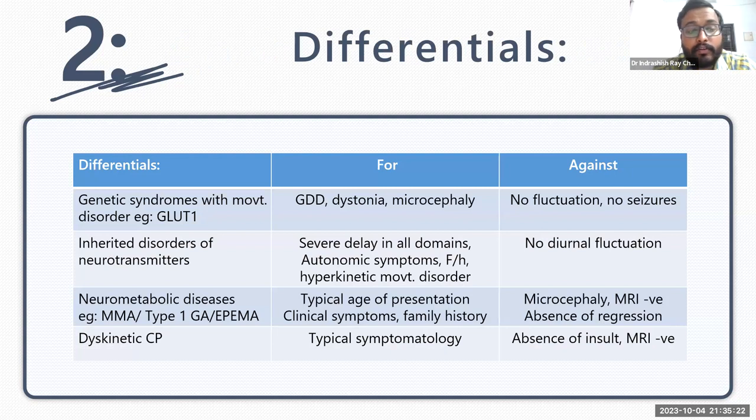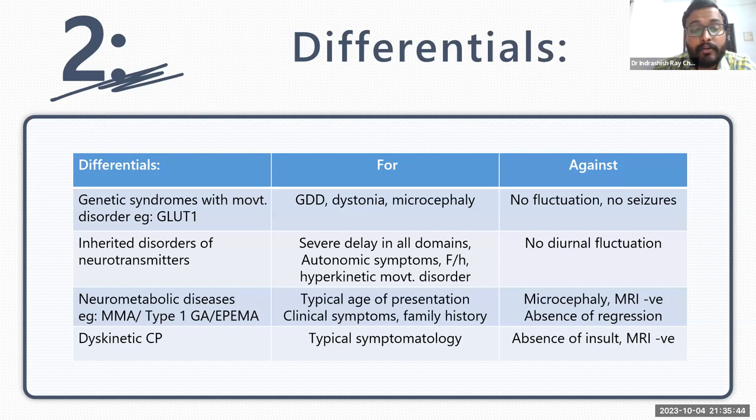Inherited disorders of neurotransmitters would be a second line differential. This is supported by severe delay in all domains. Autonomic symptoms like cyanosis, bluish discoloration, are there. Family history is significant. Hyperkinetic movement disorder is present. However, there is no diurnal fluctuation. Neurometabolic disease would be a third possibility.